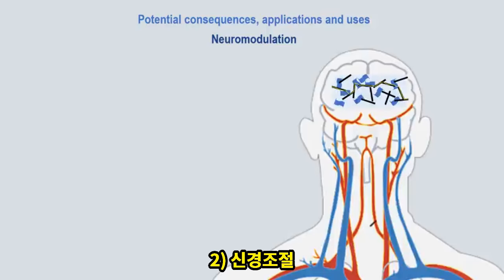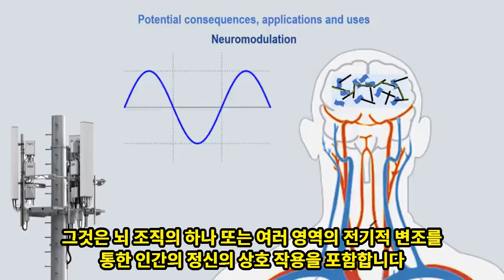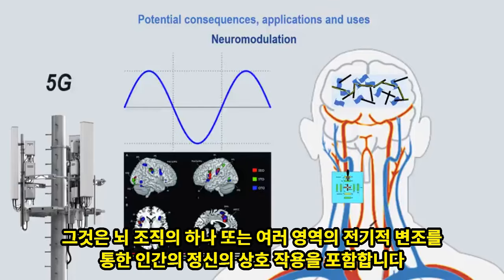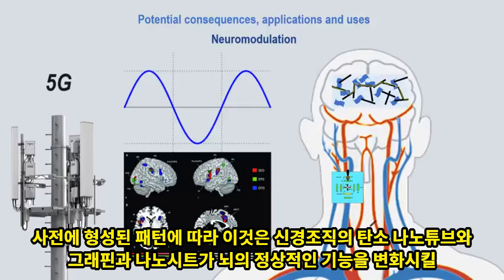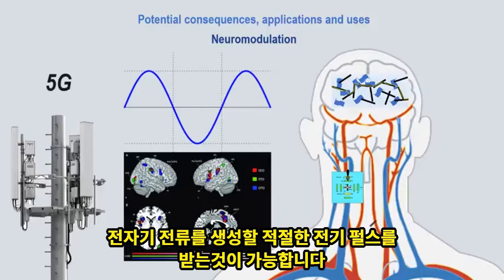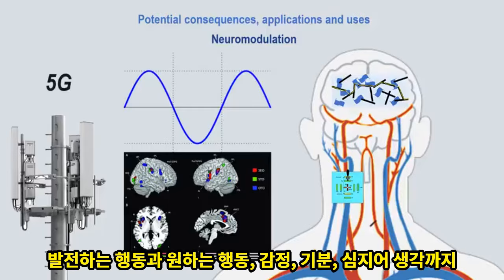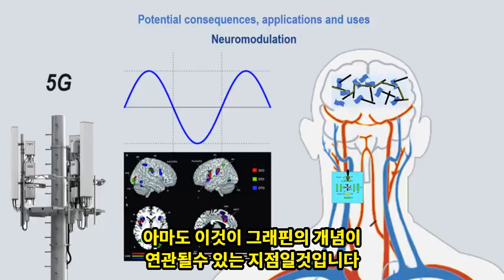2. Neuromodulation. It involves the interaction in the human psyche through the electrical modulation of one or multiple zones of the brain tissue, according to preconceived patterns. This is possible if the carbon nanotubes and graphene nanosheets in the neural tissue receive the appropriate electrical pulses, which will create electromagnetic currents that will alter the normal functioning of the brain, developing the desired behavior, emotion, mood, and even thought. Possibly, this is where the concept of thought grafting can be associated.